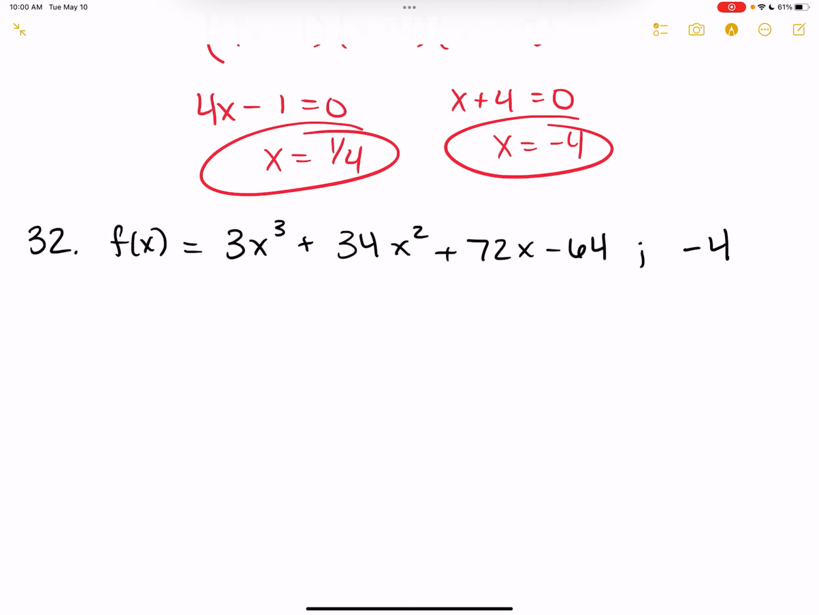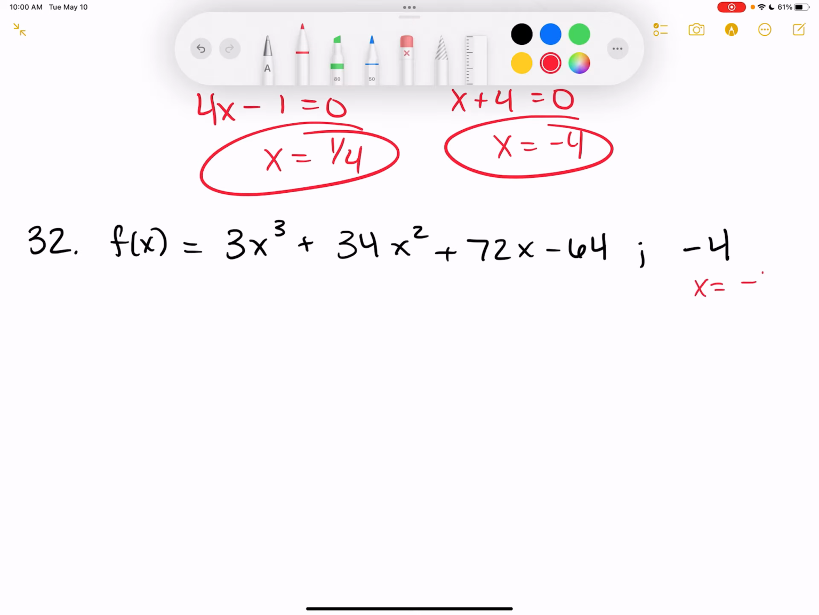Alright, so x equals -4, or x plus 4 equals 0, so that's a factor. So what am I putting out front? 4. -4.